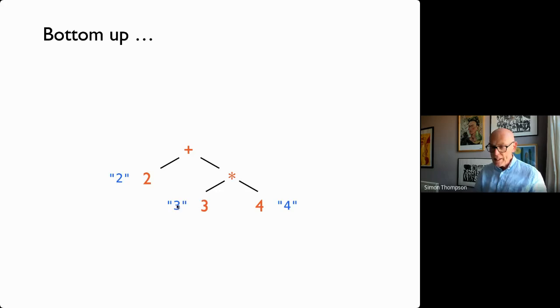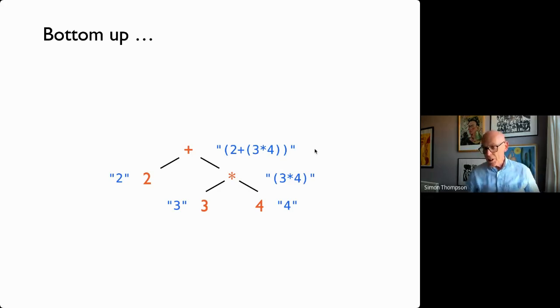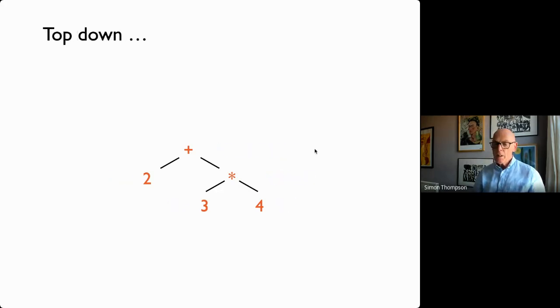So if we know what string represents that and what string represents that, we can build a string for this. We take the 3 and put a parenthesis in front, sorry, and then a multiplication, then the 4, then a closing parenthesis. And then we can take this 2 and this 3 times 4, and we combine them with a bracket, the 2, a plus, the whole bracket, and then the closing parenthesis. So we can flow the information up the tree. So one way of thinking about recursion is going up from components to the whole structure.